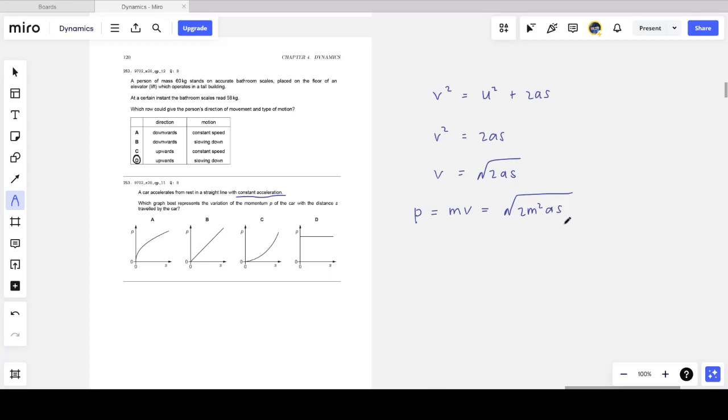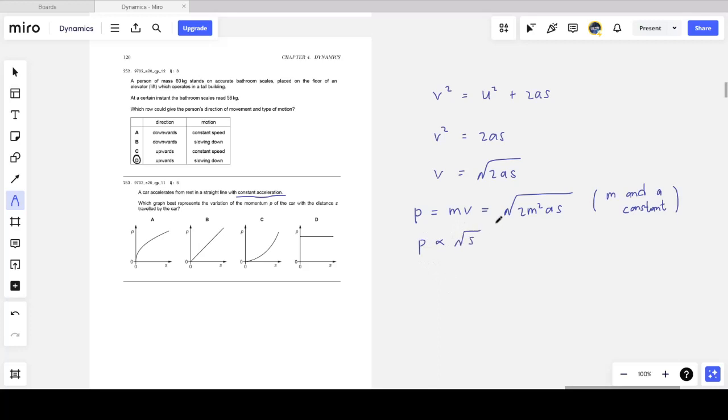And I get p equal to mv is equal to the square root of 2m squared as, where m and a are both constants, and 2 is obviously a constant as well. So the momentum varies with the square root of s. Since m and a are both constants, they're not changing with time. And so what this means is that the momentum is proportional to the square root of s.